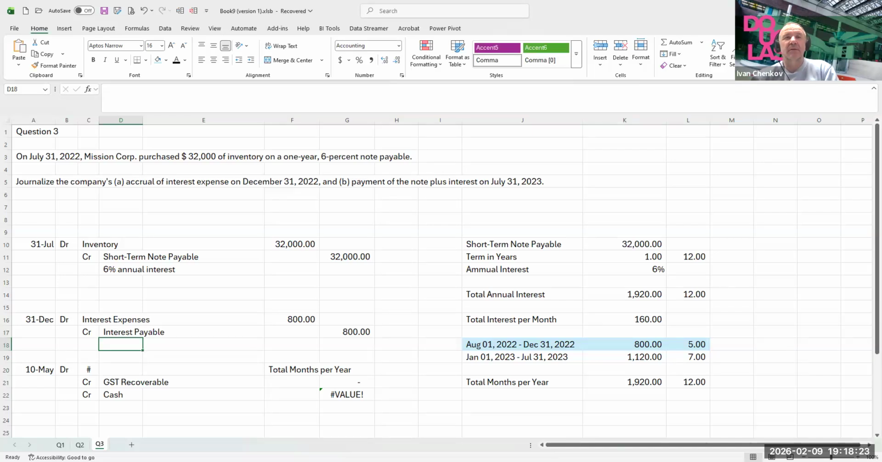What's gonna happen on July 31st? On July 31st, I'm gonna do it not with one entry, with two entries. First, I'm gonna do with the two entries, then I'm gonna show you with one entry. July 31st. That will be my debit here. First thing, let's deal with the interest first.